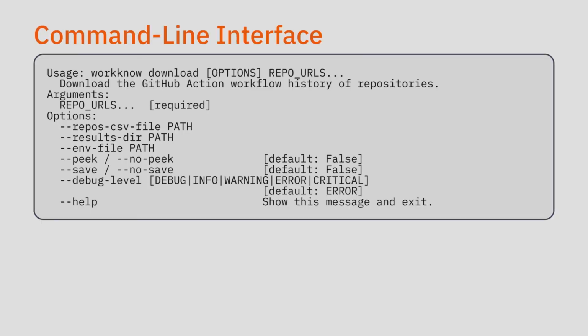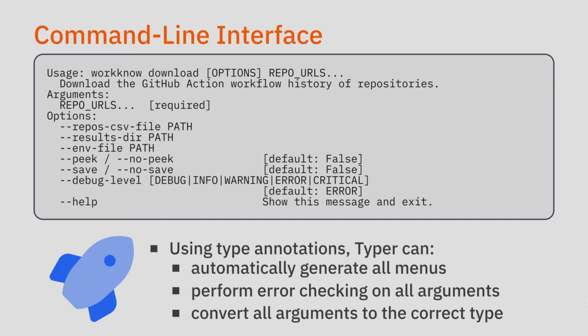This is what would appear in your terminal window if you typed worknode download --help. It is important to stress that, using type annotations, Typer automatically generates all of the menus, like the one that you see here. Moreover, since Typer knows the type of each command line argument, it can perform error checking to make sure that a person definitely uses the right arguments in the right way.